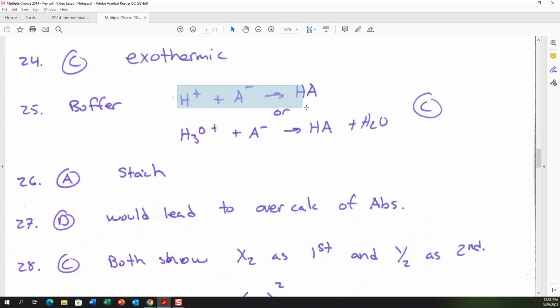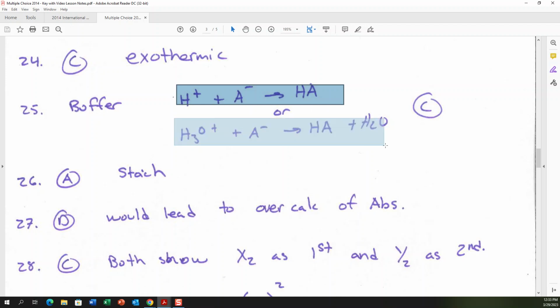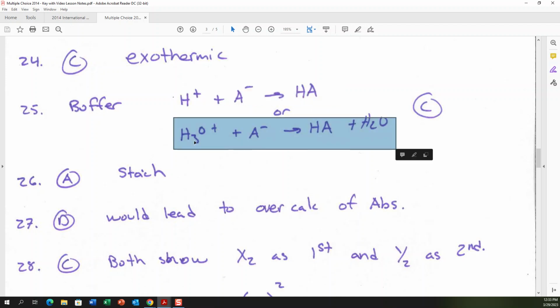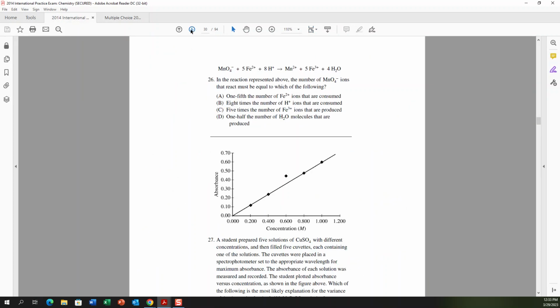So this is what it would look like if they were representing the HCl as just H plus. Here they're representing the HCl as H3O plus, the strong acid. Remember, chloride's just a spectator. Okay, so let's go to number 26.